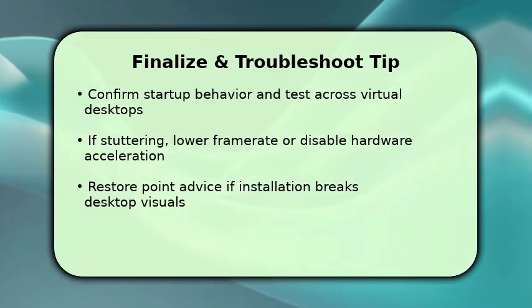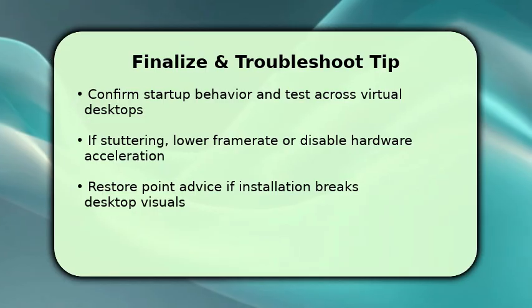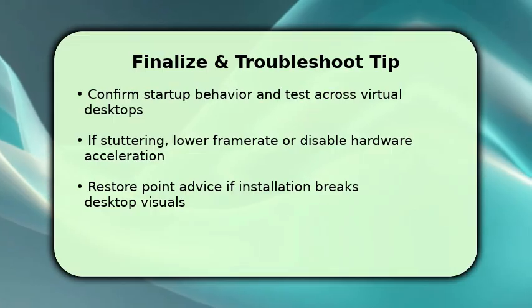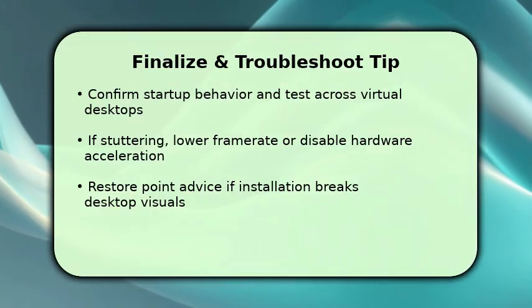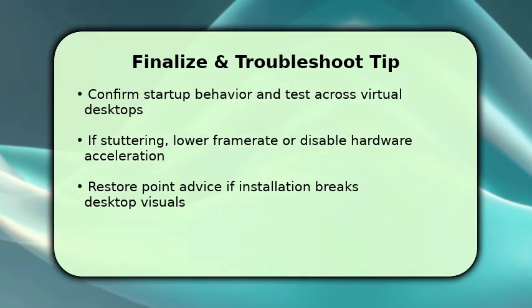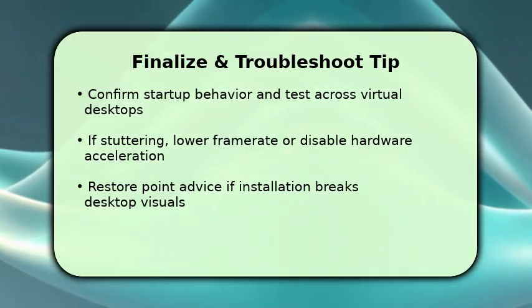If performance suffers, lower the frame rate, reduce resolution, or disable hardware acceleration. These changes often fix stutters. And if the desktop becomes unresponsive, use the restore point you created to revert changes. Otherwise, stop the wallpaper service from Task Manager, uninstall the app, then reinstall with different settings.